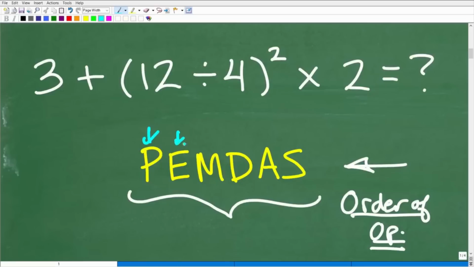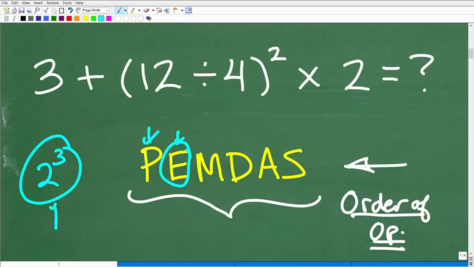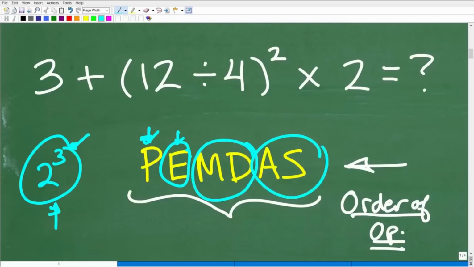Okay, so that's the P. So E is what? Well, this stands for exponents, but really it's powers. Okay, so like 2 to the third power. So anything that looks like this where we have an exponent, this little number up in the top right is called the exponent. This big number down here is called the base. The entire thing is called a power. So after we do parentheses, we're going to do powers. And then we're going to do multiplication and division, whatever we see first from left to right, and then addition and subtraction. And we're going to be working from left to right.